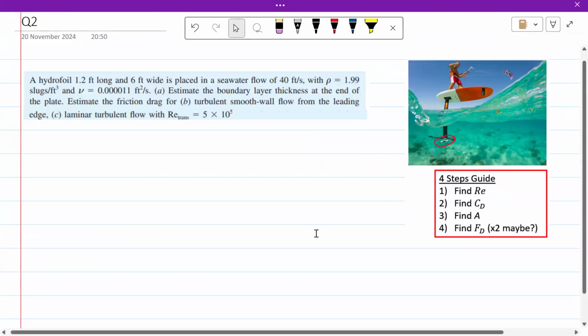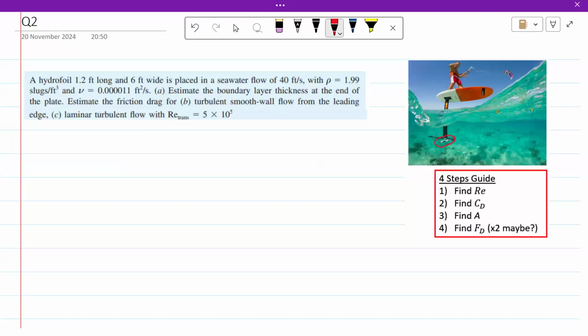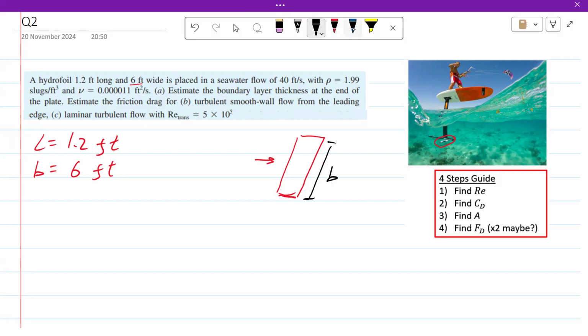So our 4 step guide, but let's write down some of the basic info. L is equal to 1.2 feet. Now it says 6 feet wide, so B is equal to 6 feet. Now let's say this is an isometric view. The flow is coming in that way. That is your B, your thickness. That is your L. If you look at it from a side view, you're only going to see the length, right? You don't see the B because it's into the page. For this problem, we're simplifying it into a flat plate.